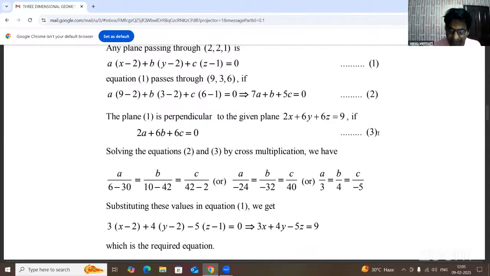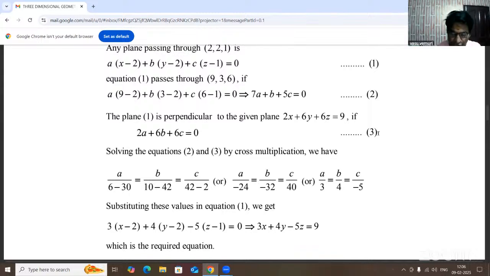B by 10 minus 42, C by 42 minus 2. Okay. Finally, we are getting A by minus 24 and B by 10 minus 42 means minus 32. That is C by 42 minus 2 means 40. So finally, after the cancellation by minus 8, A by 3, B by 4, C by minus 5. Okay. Now cancelling by 8 and minus is also common, so the values are A value is 3, B value is 4, C value is minus 5.